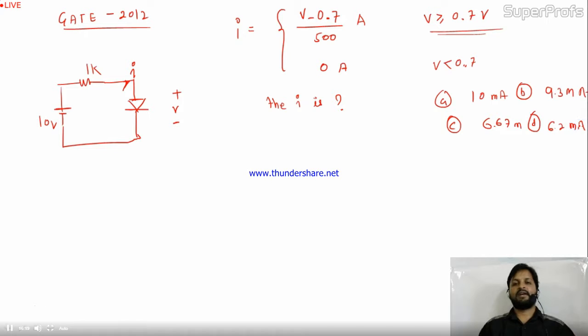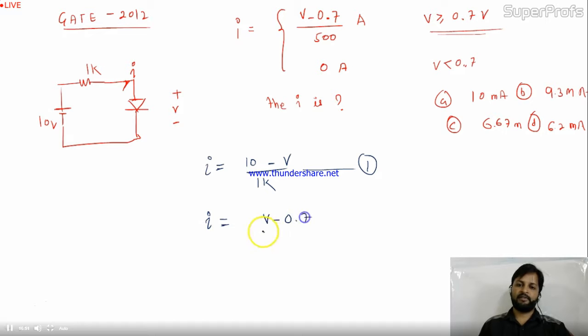So friends, how will you proceed in this question? It is very simple. If you see this circuit or this question, it looks tedious, but it's very easy. What is the current over here? Directly given, the current is (10 minus V) divided by 1K. I is the potential difference divided by resistance. This is your equation 1. This is your equation 2 given over here: I equal to (V minus 0.7) divided by 500. You have two equations and two unknowns, and they are asking for I.